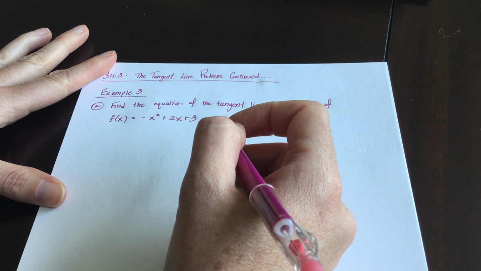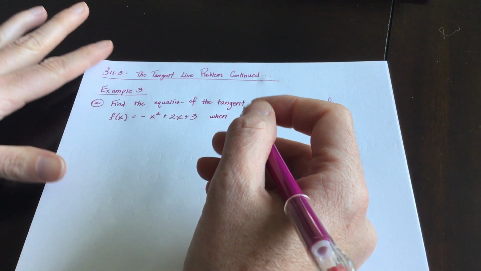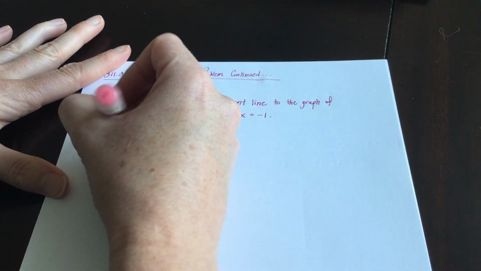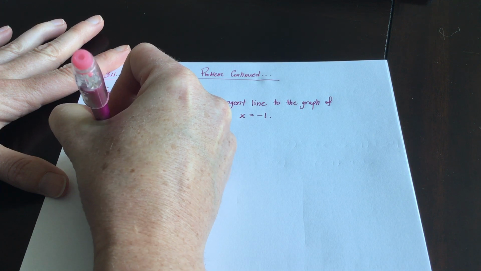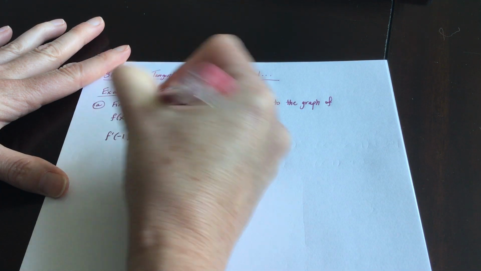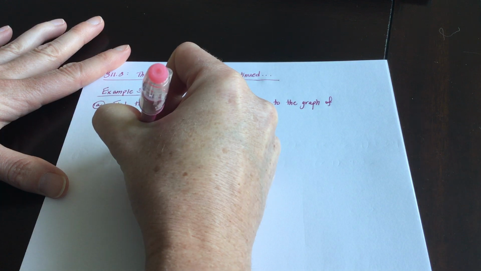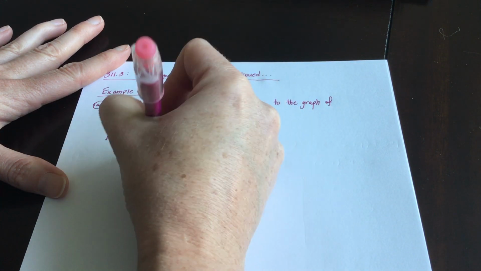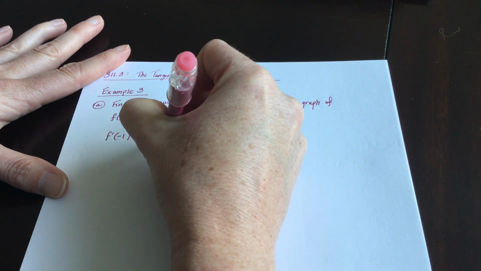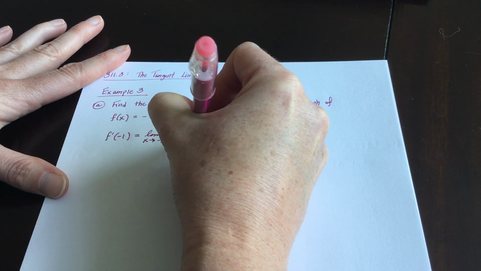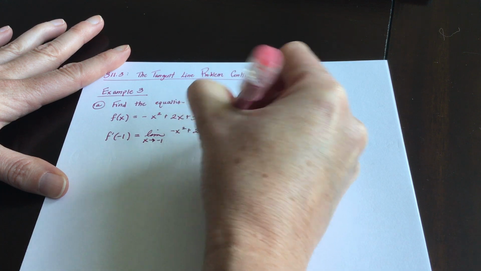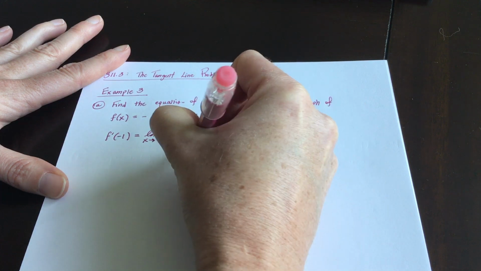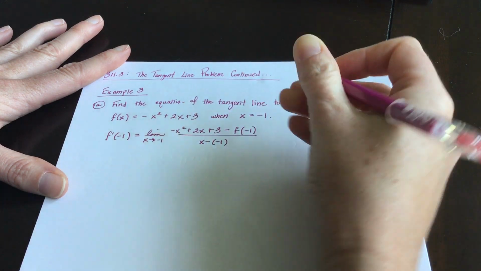So for this problem, first I would recommend you use good notation to find the slope of the tangent line at x equals negative 1. So think about what that would be, f prime of negative 1. Following the definition of the derivative of f at the point where x is negative 1, you'd have the limit as x approaches negative 1 of f of x, which in this case is negative x squared plus 2x plus 3, minus f of negative 1, all over x minus negative 1.